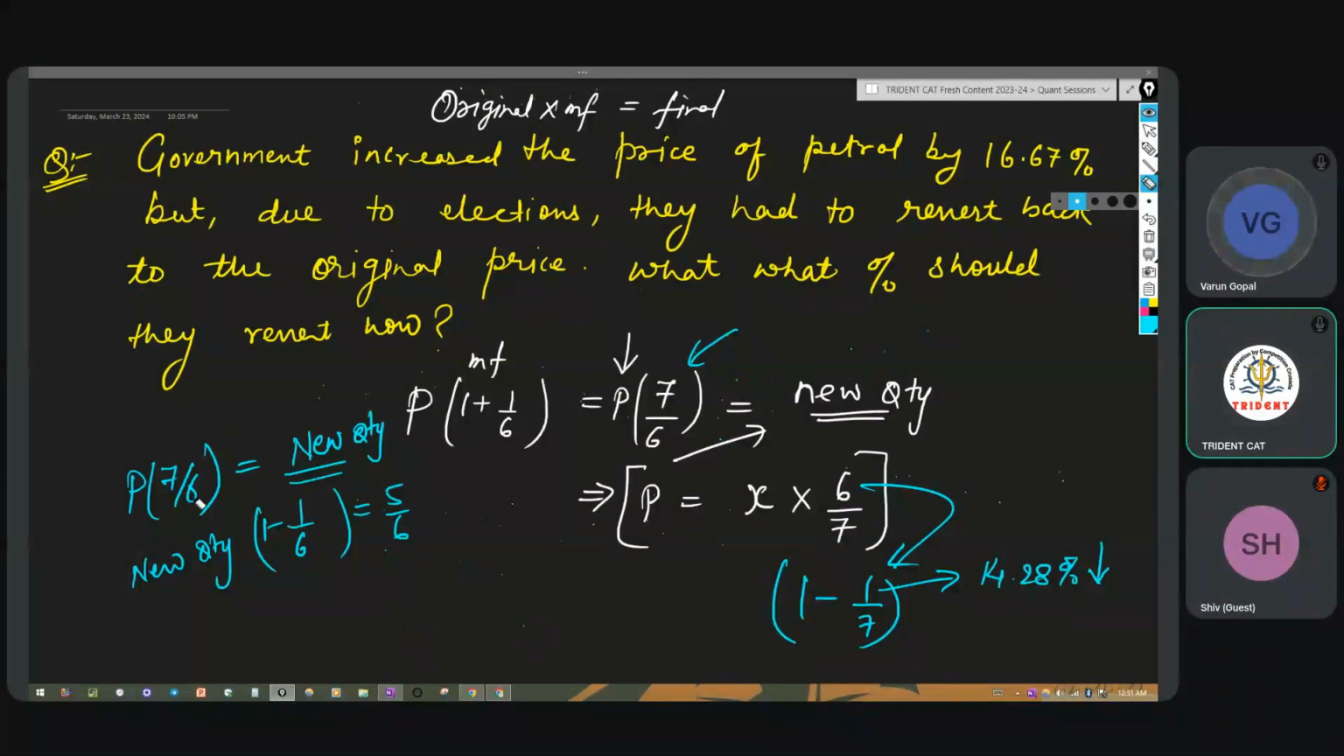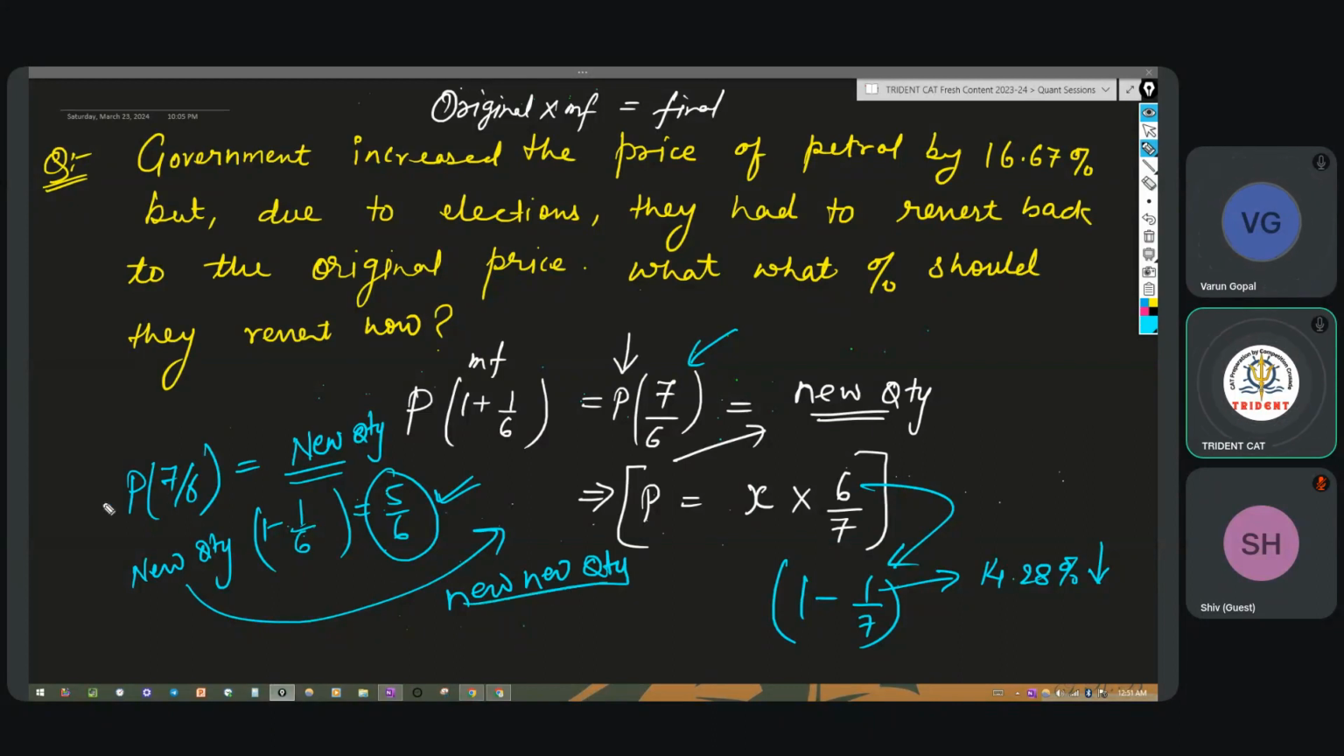How can you suddenly, from the price and the multiplying factor of the price, change to the new quantity and subtract something from the new quantity? So this is what I did. I subtracted 16.67, 1/6. I get a 5/6. But what is this 5/6? Is this not a new quantity? This has got nothing to do with the price of the petrol initially.